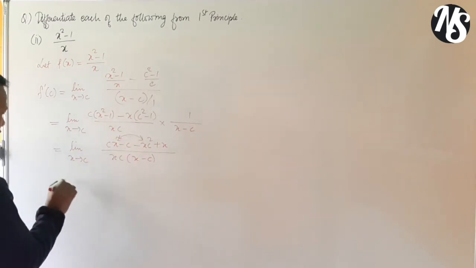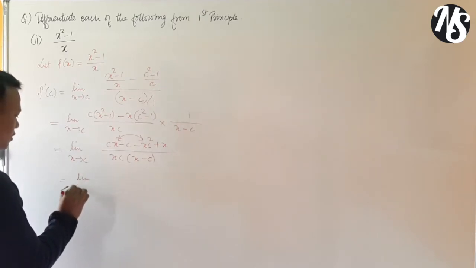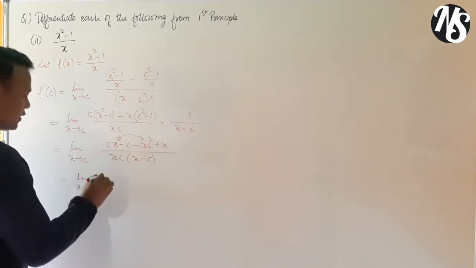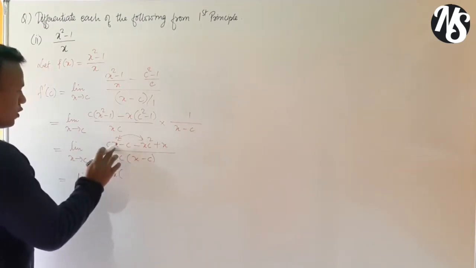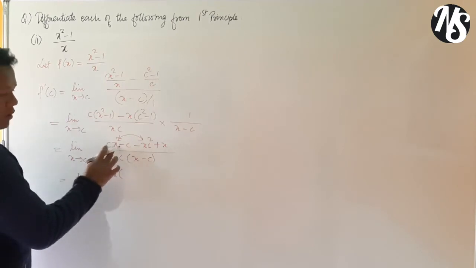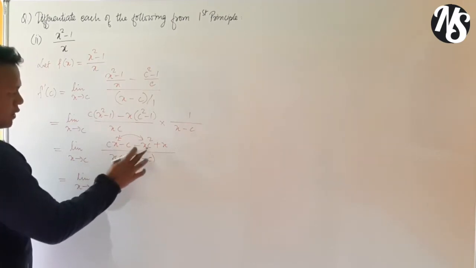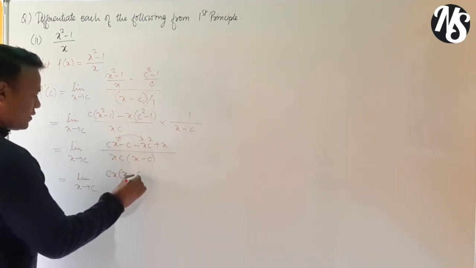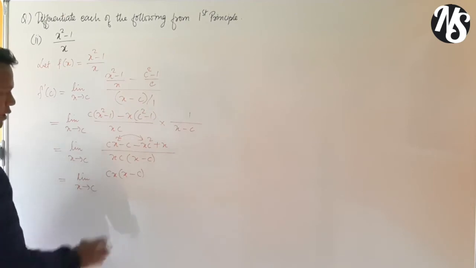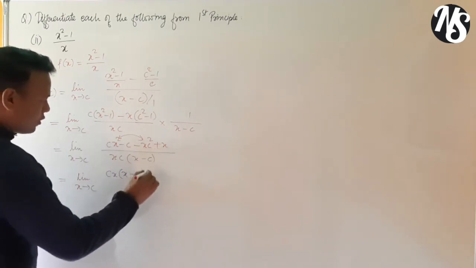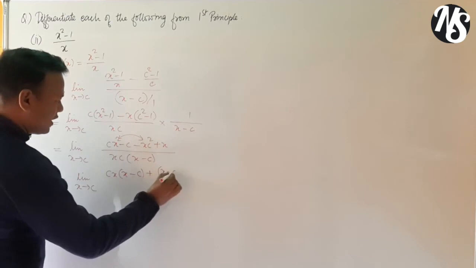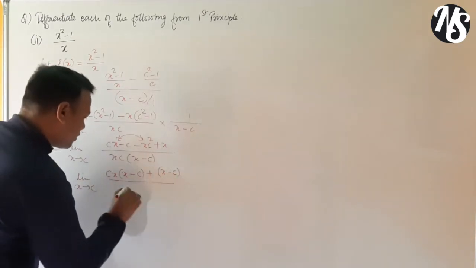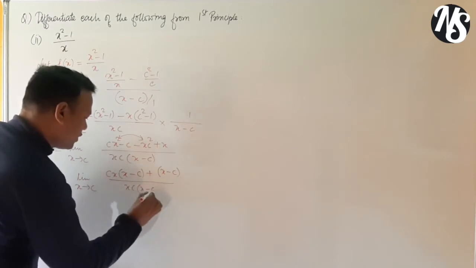Okay, so if I keep them together, then you see that there is something common. What is common out there? You see that cx is common here. So cx is gone, and what is left from here? Only x is left. From here also we have cx already gone outside, so only minus c is left here. So x minus c is left, isn't it? And in the denominator we have xc into x minus c.